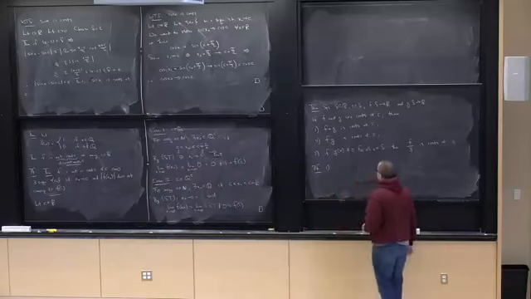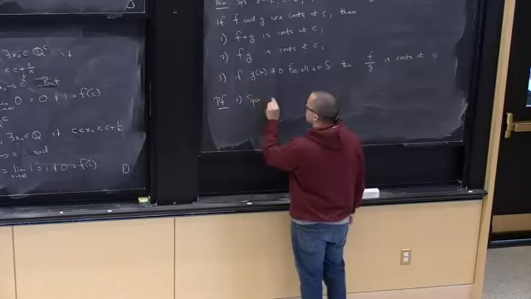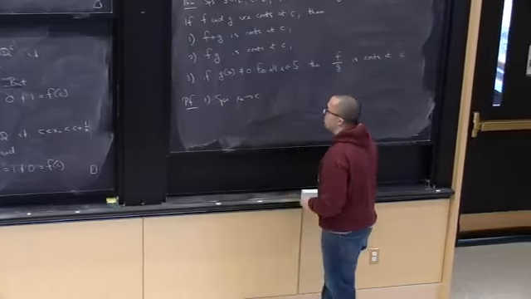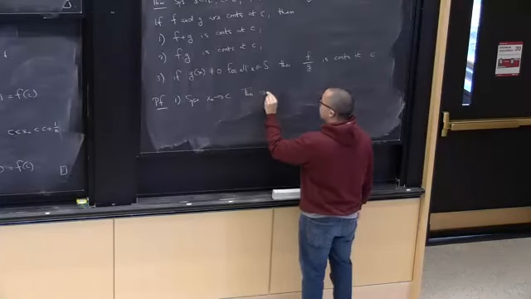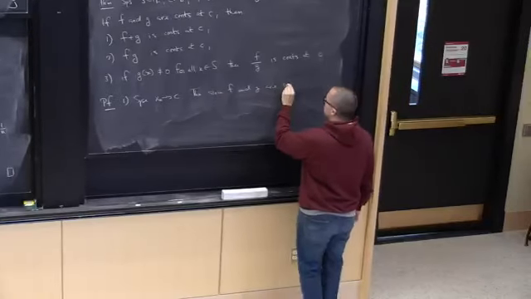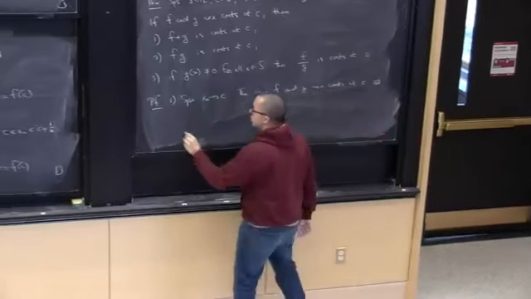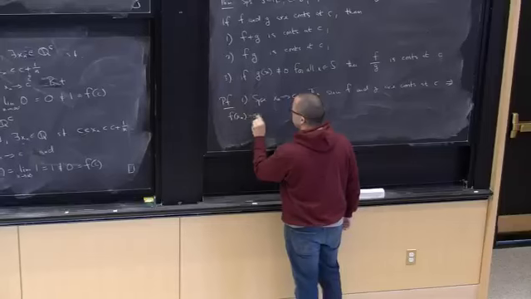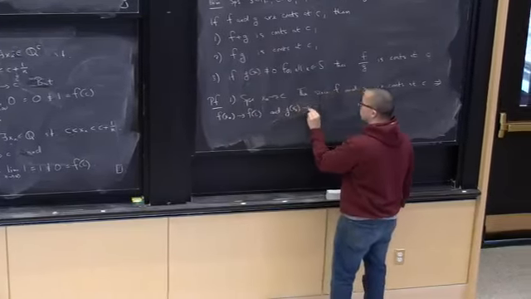So we're assuming f and g are continuous at C. So let's prove f plus g is continuous at C via this sequential characterization. Suppose x_n is a sequence converging to C. Then, since f and g are continuous at C, this implies that the sequences f of x_n converges to f of C, and g of x_n converges to g of C.